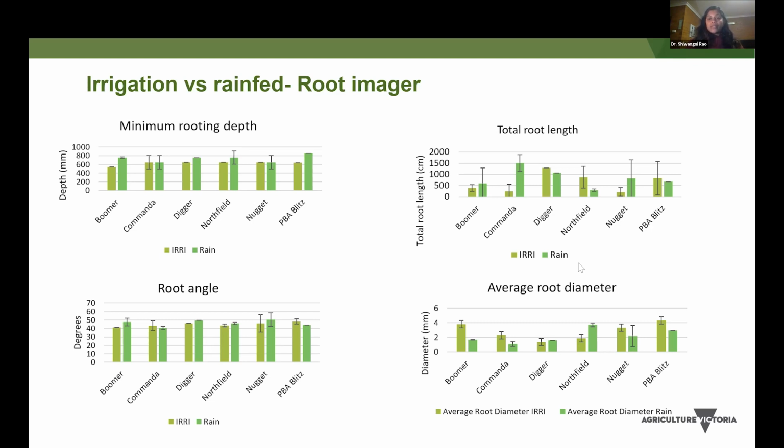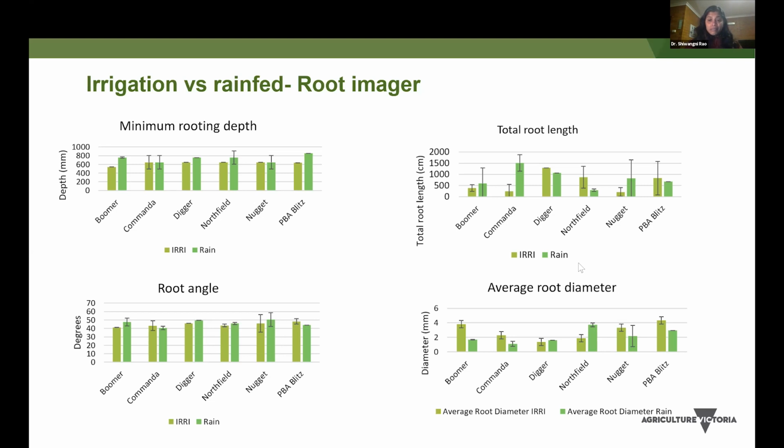A better thing would be to install more than one tube so that you can increase your sampling size and reduce the sampling error and get a better idea of what the root distribution is. The other trait I looked at was root angle. No significant difference with the root angles, so to say, with the irrigation and rain-fed. Once again, this could be because the tubes weren't installed directly underneath the plant. So I'm hoping to see a bit more correlation with the root angle and depth in irrigation this year with the proper installations.